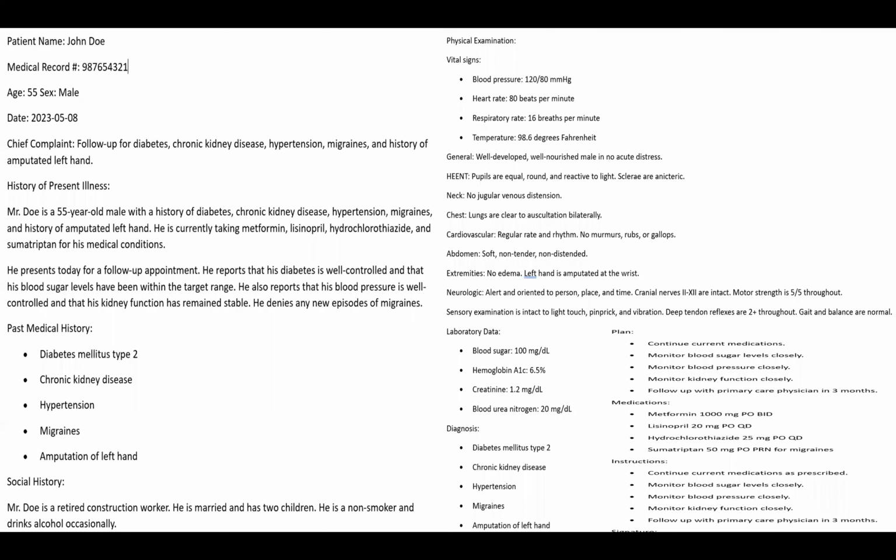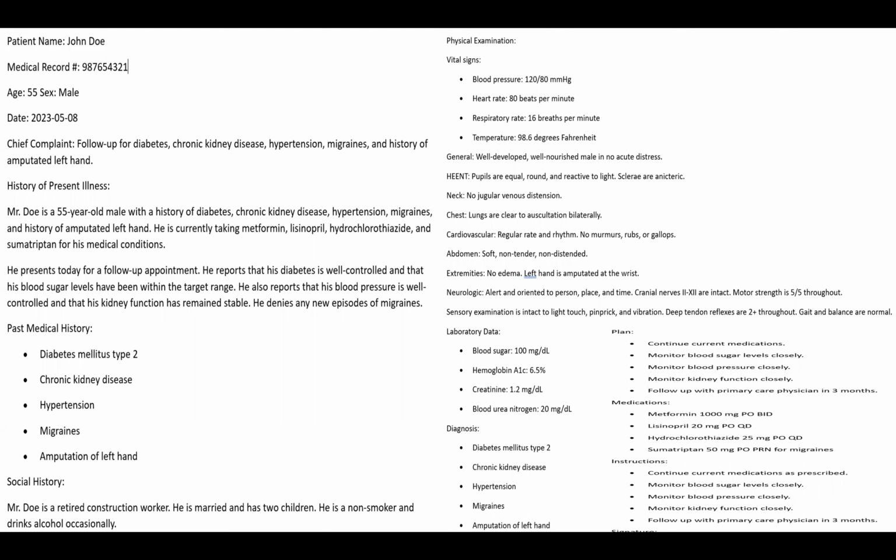So we have this record here. This is John Doe, medical record number, age, sex. We don't have a date of birth, but we do have the medical record number. Another patient identifier might be the unique health plan ID number. But we have patient identifiers here.